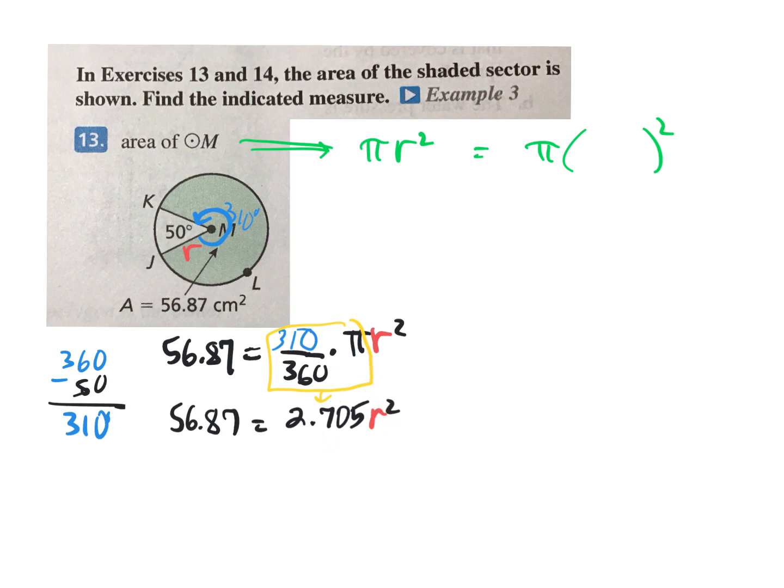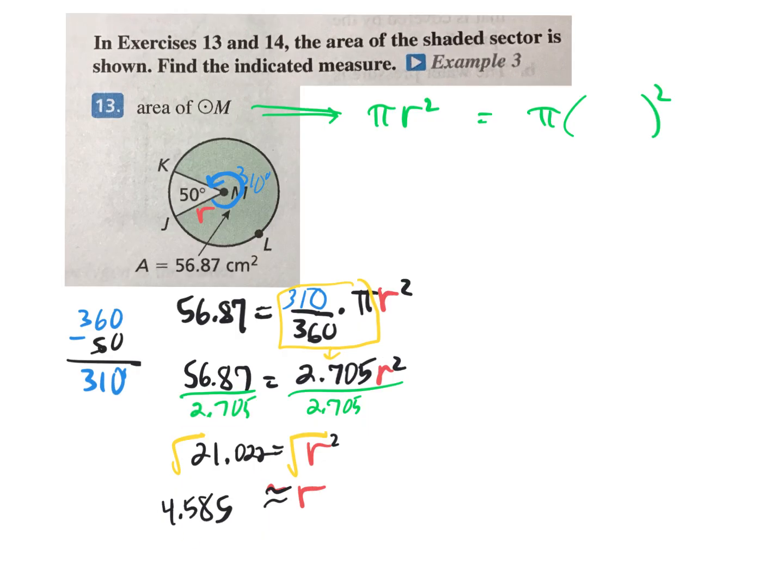So now we'll divide by that. And that's about 21.022. Finally, we take the square root of both sides. And that's how we find r. And it's approximately the square root of 21.022, which is 4.585. All right, now that we know the radius, we can answer the question.